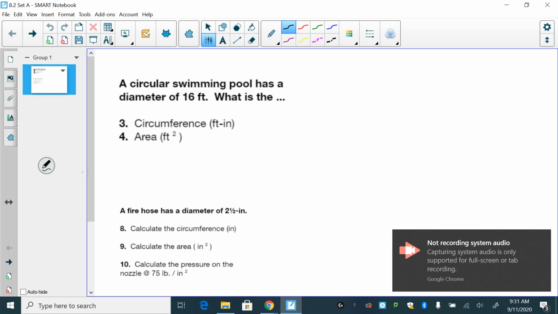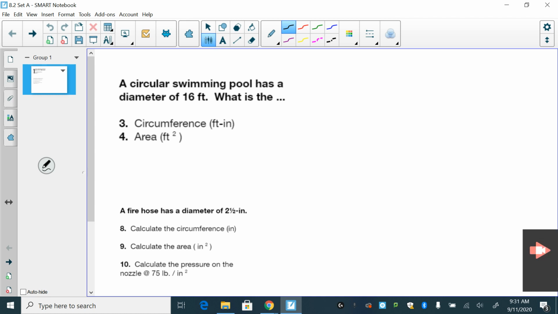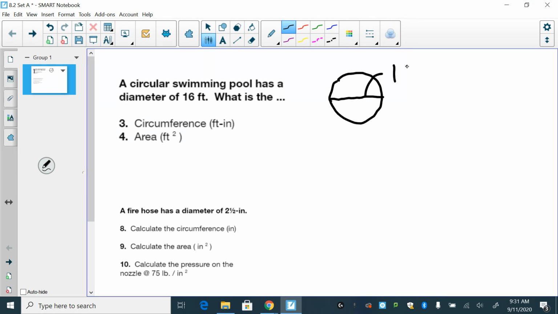A circular swimming pool has a diameter of 16 feet. So let's draw a circle. Diameter is when it goes all the way across through the center. So that's 16 feet. Calculate the circumference in feet inches.